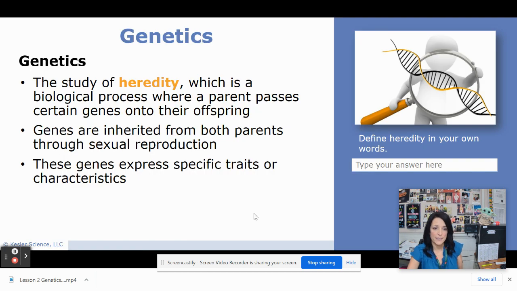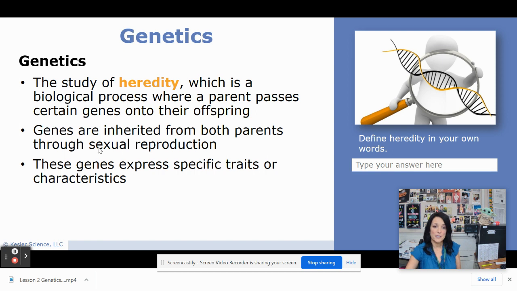Okay, so genetics is the study of heredity, which is a biological process where a parent passes certain genes on to their offspring. Genes are inherited from both parents through sexual reproduction, and these genes express specific traits or characteristics.